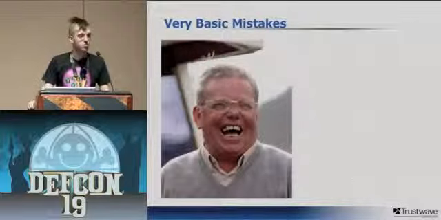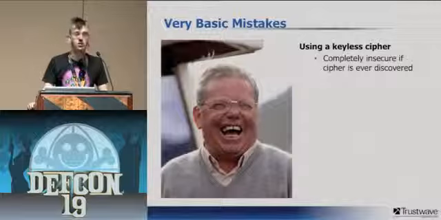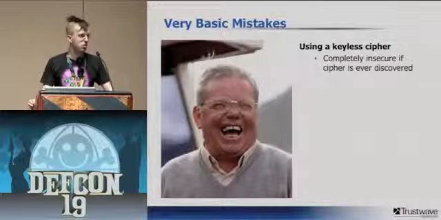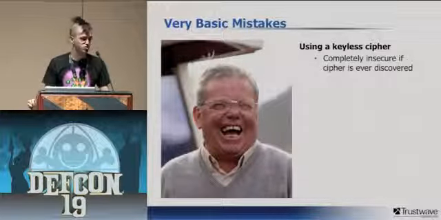So let's talk about some basic mistakes. One, using a keyless cipher. If you're using a keyless cipher, it is not secure unless it's totally private, unless nobody else knows how the algorithm works. And even then, it's probably not very secure.